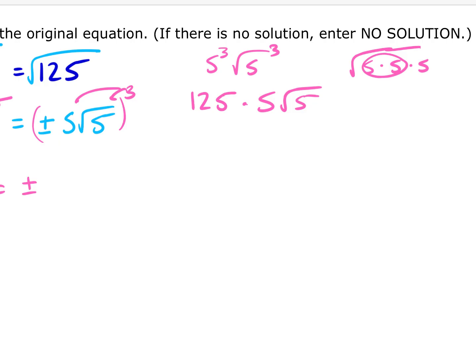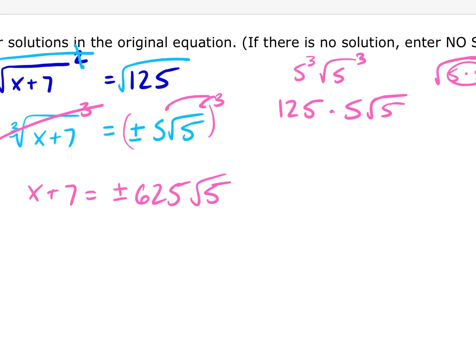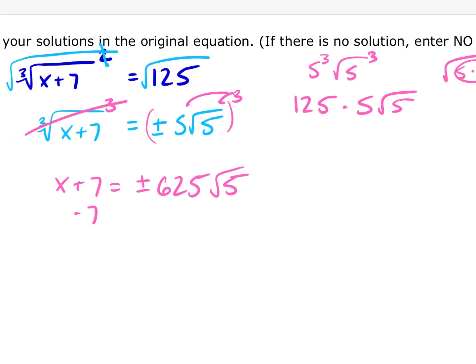So 125 times 5 would be 625, square root 5. And then last step, we're going to subtract the 7. So x is equal to negative 7 plus or minus 625 square root 5.